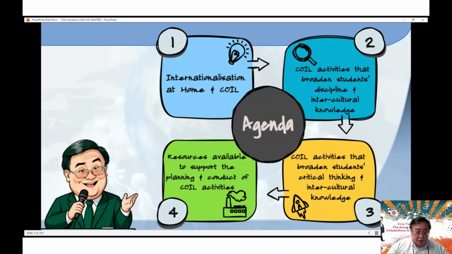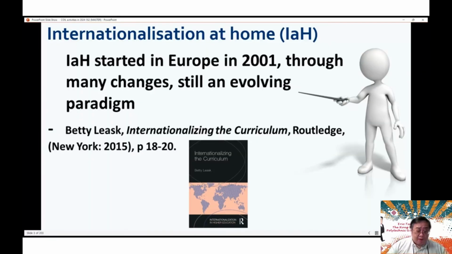Then the next part of my talk is an illustration, demonstration, and also a recollection of many of the successful COIL activities that I've conducted with my students and students from foreign universities on, as I mentioned earlier, broadening their discipline knowledge as well as deepening their intercultural knowledge. Finally, I'll list to you certain resources and tips on how to start these courses, okay?